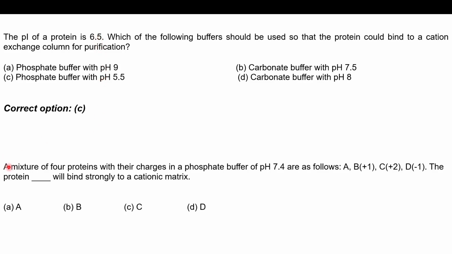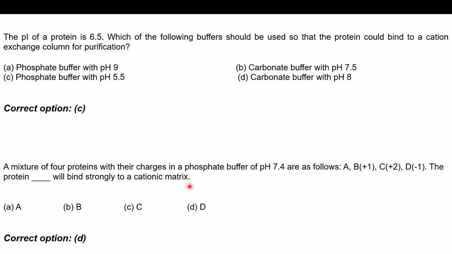Okay. Now a mixture of four proteins with their charges in a phosphate buffer of pH 7.4 are as follows. A has nothing, B has +1, C has +2, D has -1. The protein which will bind strongly to a cationic matrix, like a positively charged matrix, will definitely be something that has a net negative charge on it. So that will be option D here, which has -1 as the net charge. So it will eventually bind onto a positively charged matrix.